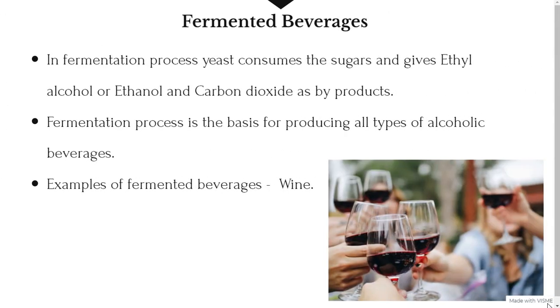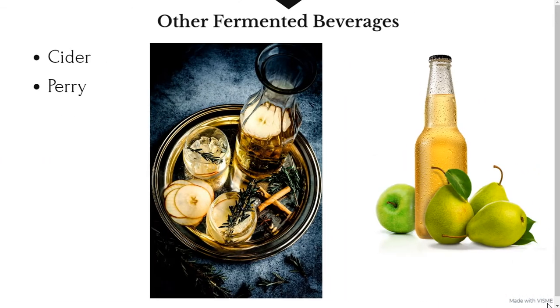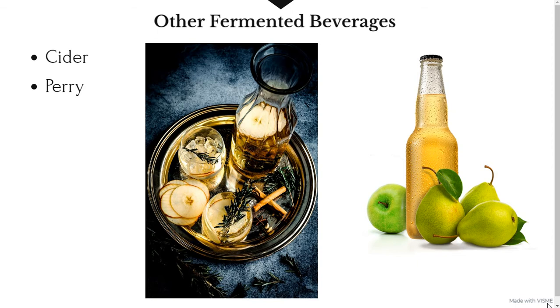Let's take a look at what fermented beverages are. In the fermentation process, yeast consumes the sugar and gives ethyl alcohol or ethanol and carbon dioxide as byproducts. Any beverage which is obtained by fermentation is called a fermented beverage. The fermentation process is the basis for producing all types of alcoholic beverages. As we saw, examples of fermented beverages include wines. Other fermented beverages include cider and perry.